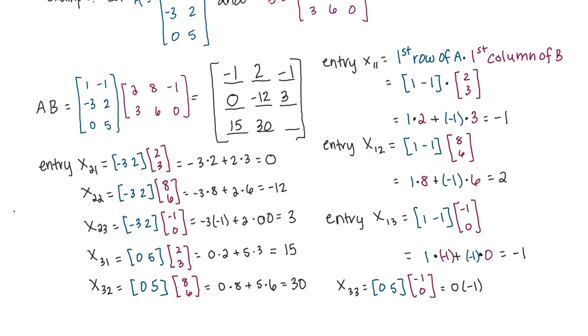That's 0, 5, and negative 1, 0. When I multiply 0 times negative 1 and add it to 5 times 0, I get 0. And so this is my answer to the product of A and B.